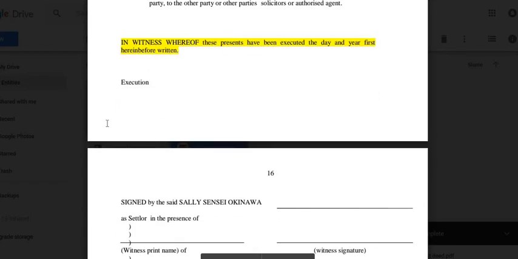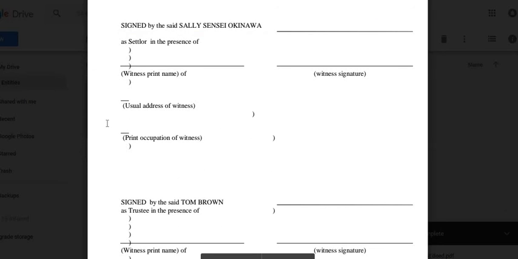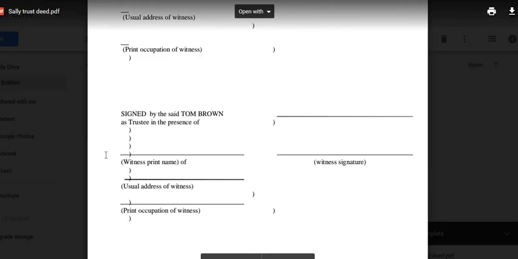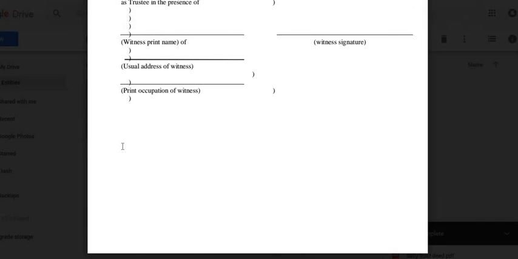And then we execute this in the form of a deed. So that simply means it's signed by Sally Okinoa as settlor in the presence of, and we have witness. And the same with Tom as trustee, signed and witnessed.